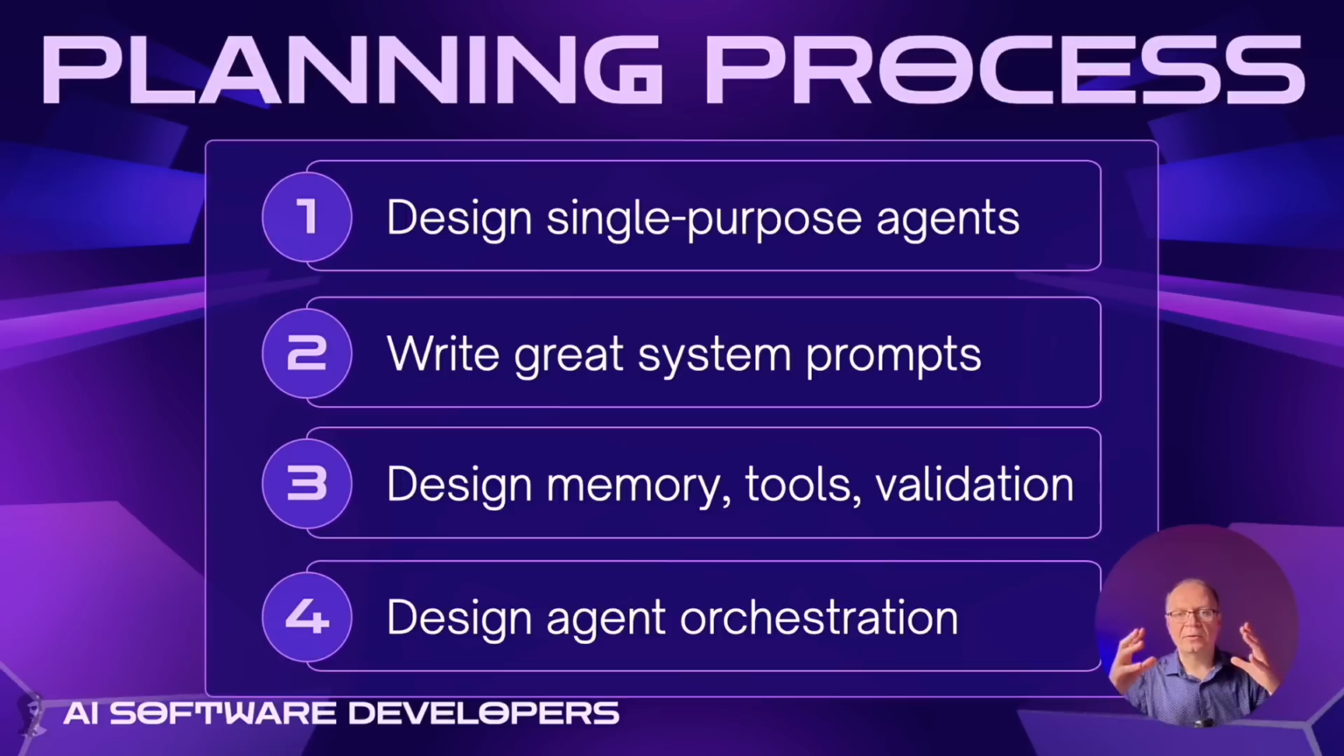Once the system prompt and the agent purpose is in place, then think about the memory, the tools, and the validation. How will the agents exchange information? Memory usually is one way. In PydanticAI, agent memory is just a simple list of messages. You can filter messages and you can pass these messages between agents so that they retain a shared context.